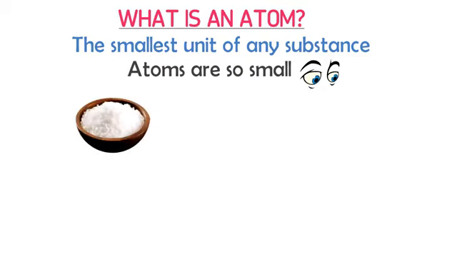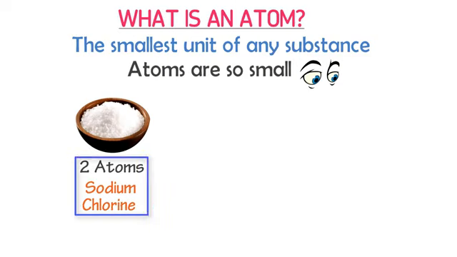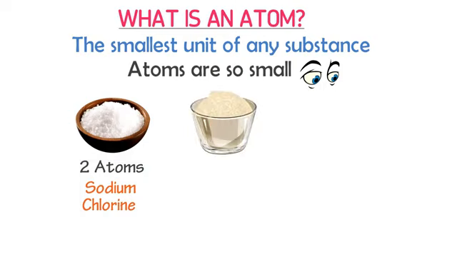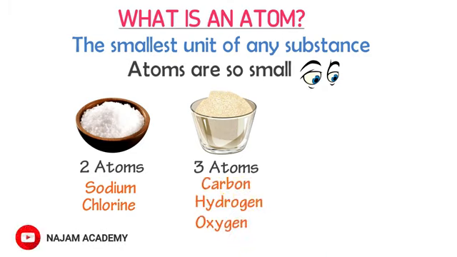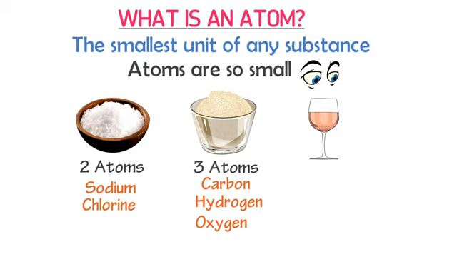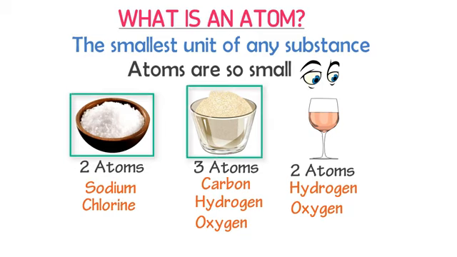For example, table salt. It is made up of 2 different atoms, sodium and chlorine. Thus 2 different atoms, sodium and chlorine, combine together and form table salt. Sugar is another matter. It is made up of 3 different atoms, carbon, hydrogen and oxygen. Water is also matter. It is made up of 2 different atoms, hydrogen and oxygen. Thus different substances like table salt, sugar and water are made up of different atoms.